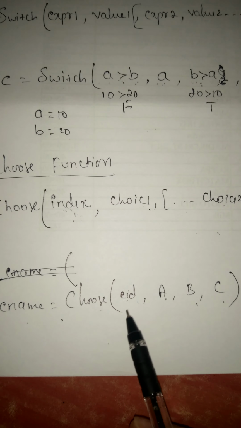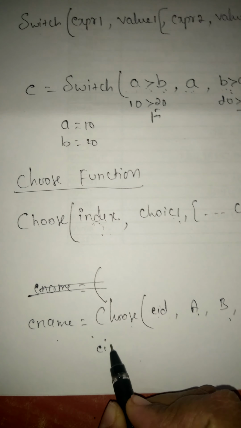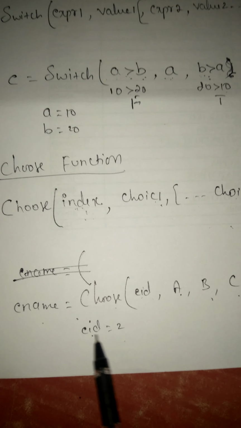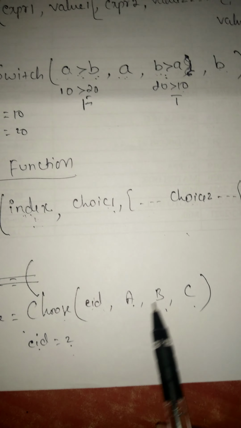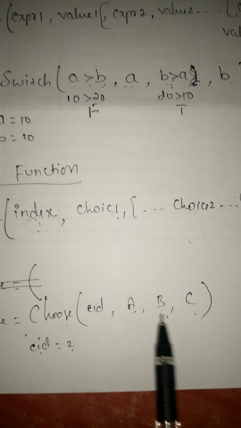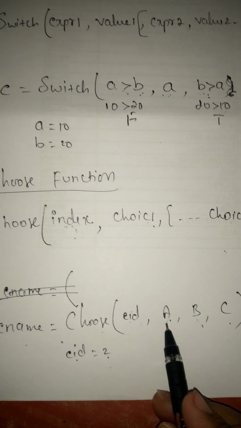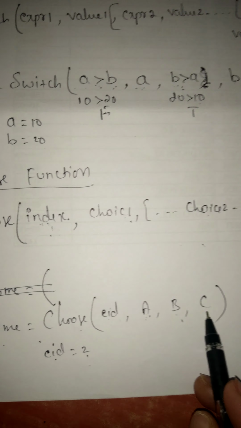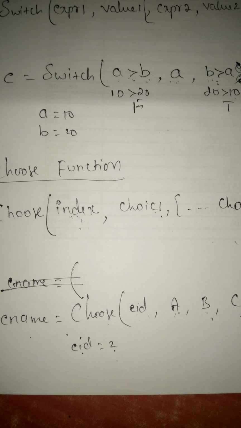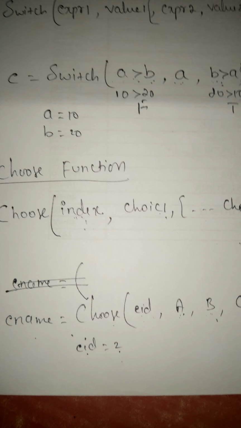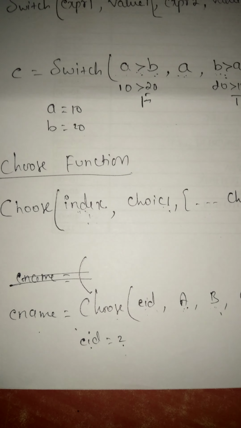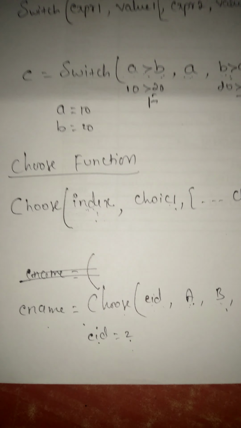For example, if the EID value is 2, if EID is equal to 2, it will take the second choice. This is the first choice and this is the second choice. So B is assigned to e-name. If EID is equal to 1, it will take A. If EID is equal to 3, it will take C. So this is how the Choose function evaluates. Based on the index value, it will take a particular choice value. Thank you.